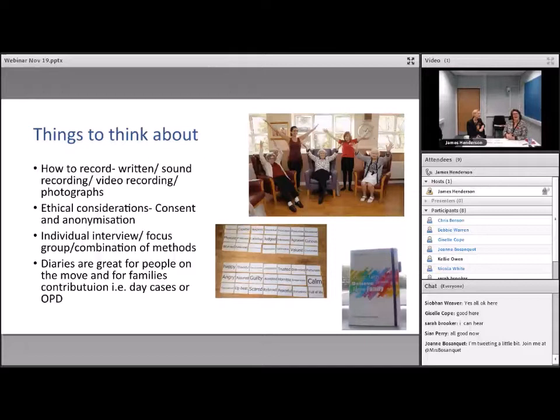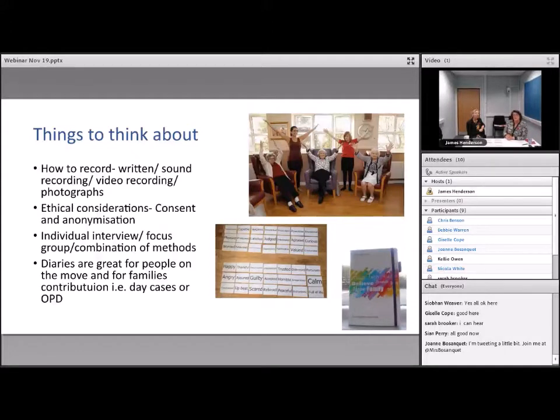So some of the practical things to think about when you are gathering a patient or staff narrative is really how you're going to record it. Are you going to write notes? Are you going to have sound recording? Are you going to have video recording? Or are you going to take photographs, or both? So we could take a photograph of these words, and we could do something differently, having heard your experience, and then we could repeat this exercise and take another picture of the words and then look at the difference. So that's something that we could do.